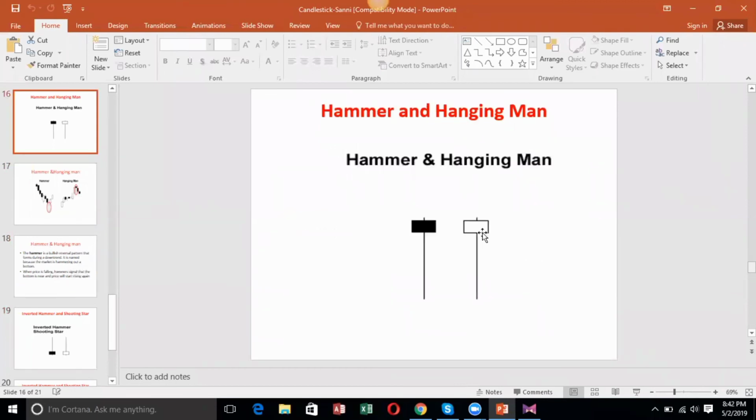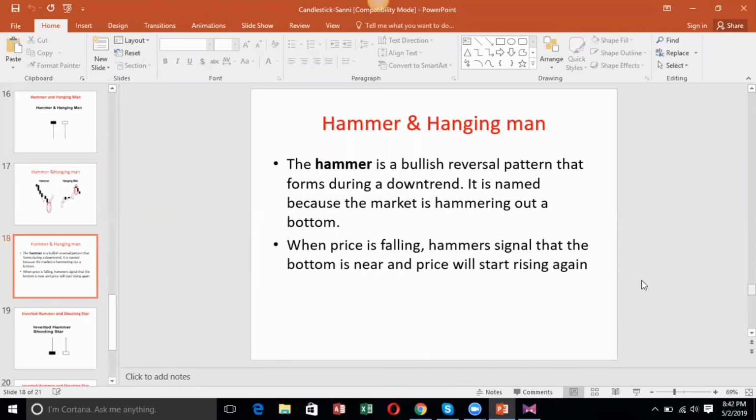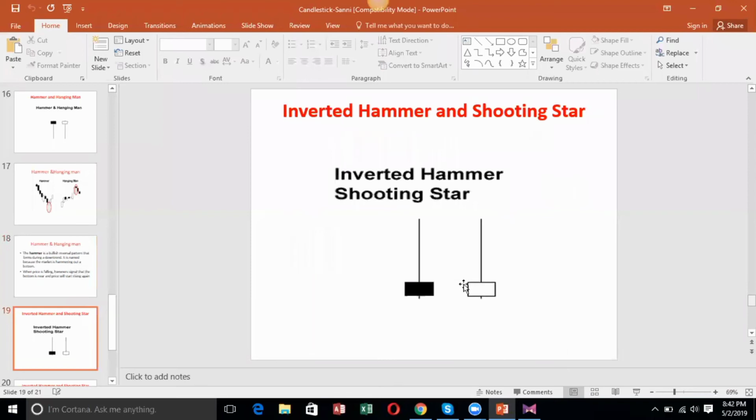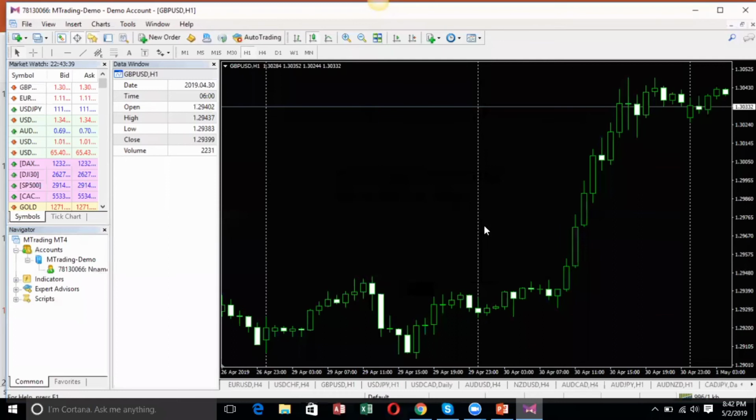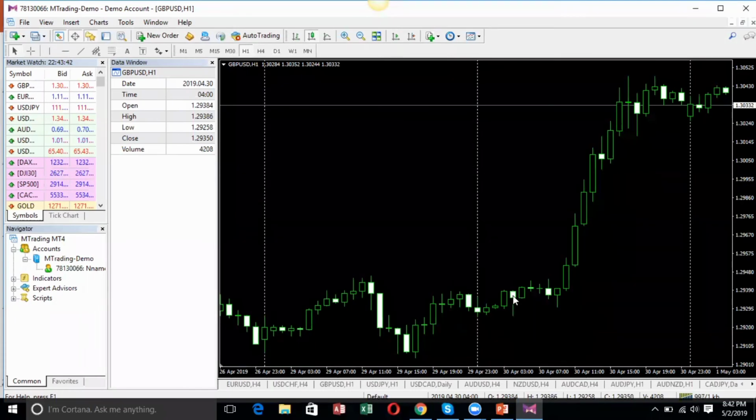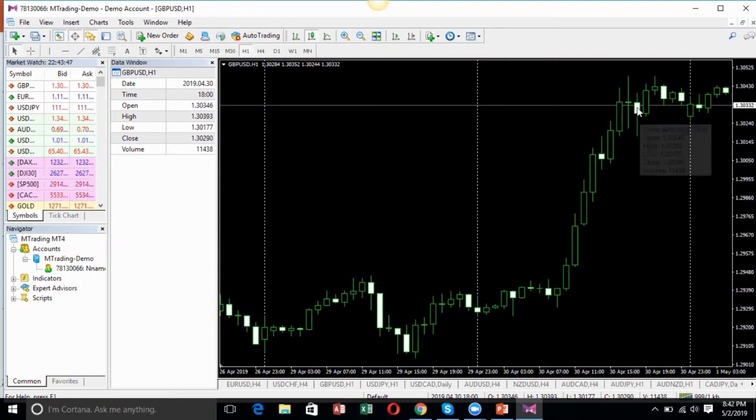Can you see that? This is what? This is a hanging man that has this shape and is a buy candle. So why this one that is a sell candle with this shape is what? Shooting star. So let's identify them here. This is what? Hanging man. This is a shooting star. This is a hanging man. This is a shooting star. Can you see?